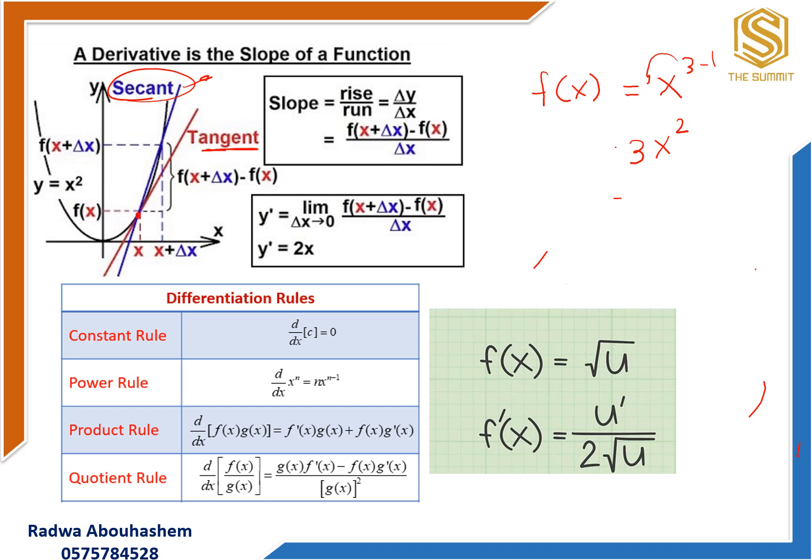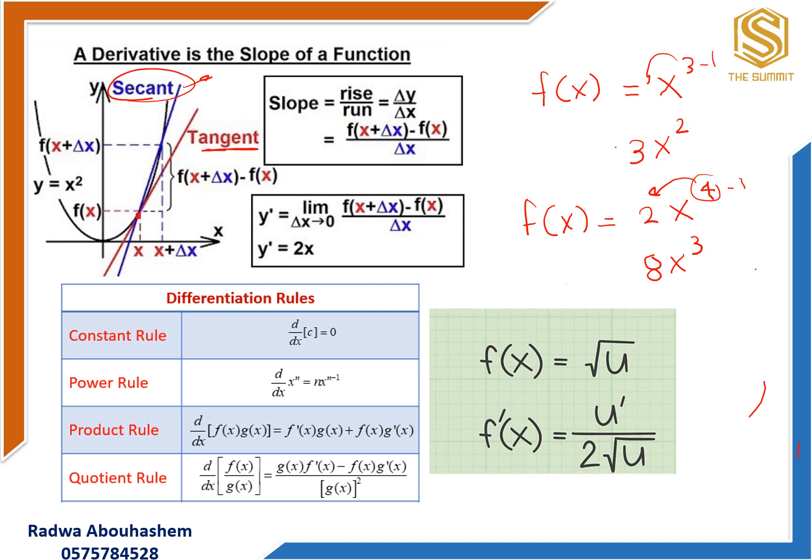For example, function of x equal 2x power 4. So you're going to multiply the power by the number besides the x, which is the coefficient. So 2 times 4 is 8. And you subtract 1 from the power. So it would be 8x power 3. This is the power rule.